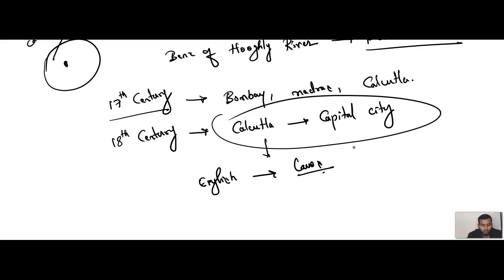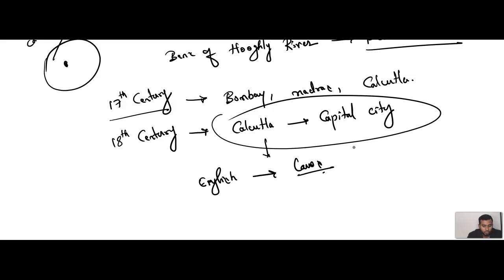Very good. Next question. Where did the English first establish their warehouse? Where did the English first establish their warehouse or factory in India? Where? Surat. Next question. Who came to the court of Jahangir as a royal ambassador? Who came to the court of Jahangir as a royal ambassador from the court of James I?